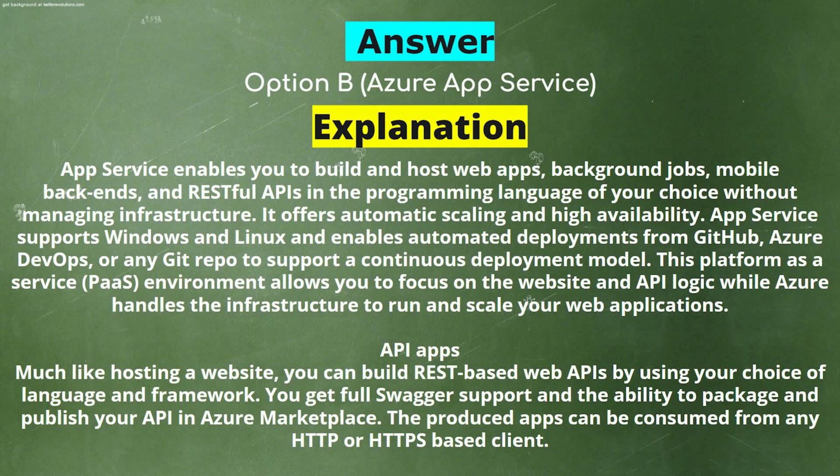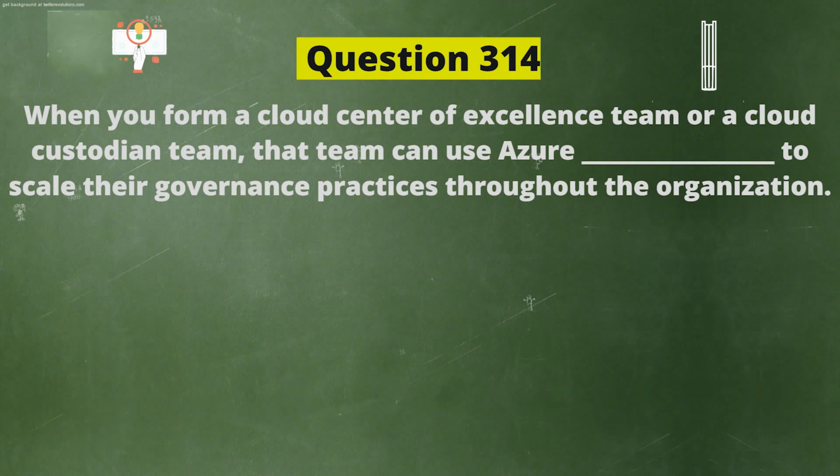API apps. Much like hosting a website, you can build REST-based web APIs by using your choice of language and framework. You get full Swagger support and the ability to package and publish your API in Azure Marketplace. The produced apps can be consumed from any HTTP or HTTPS-based client. Next question.